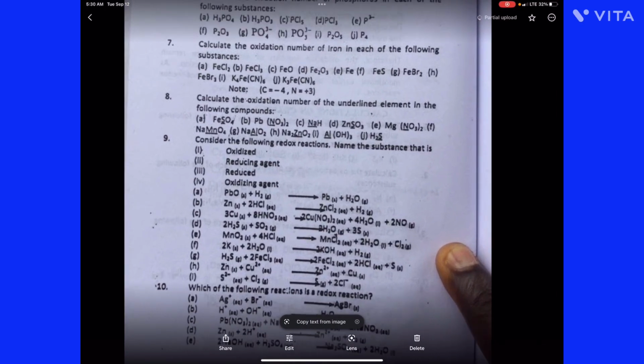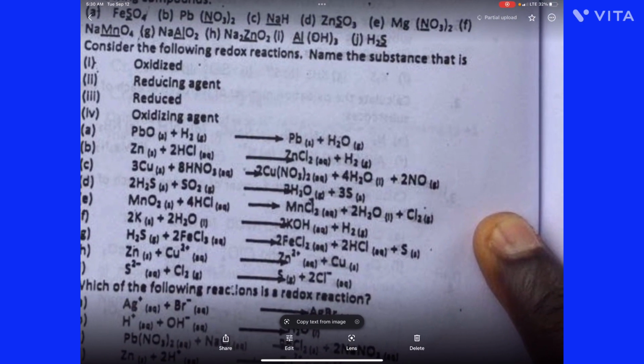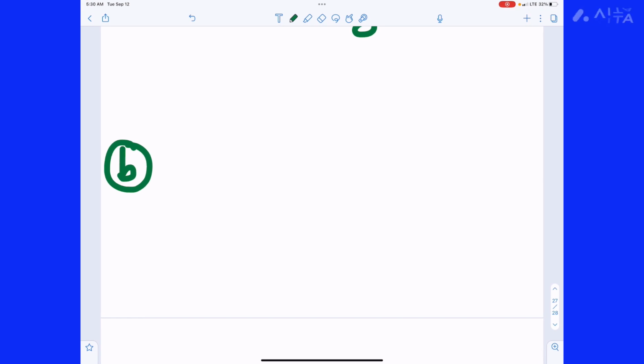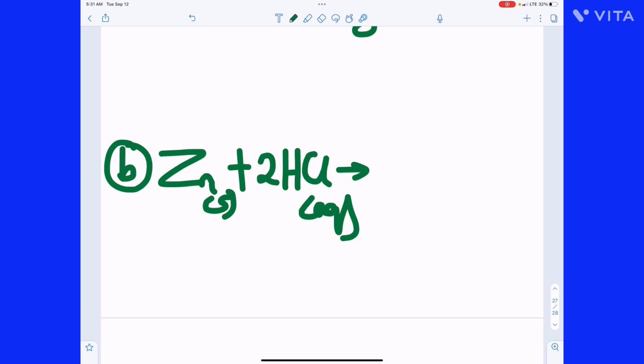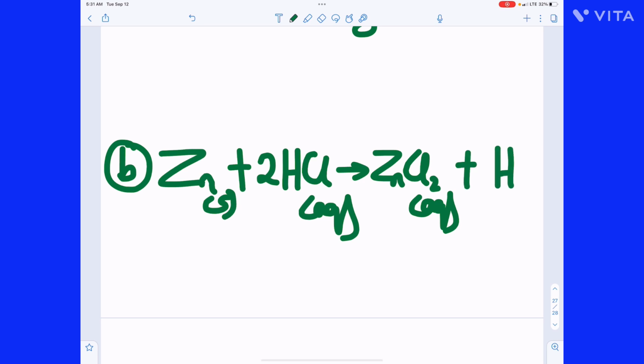Number 9B, I'll be faster now. Zinc, solid, plus 2HCl aqueous, to give ZnCl2 aqueous plus hydrogen gas. This is H2. Take note.